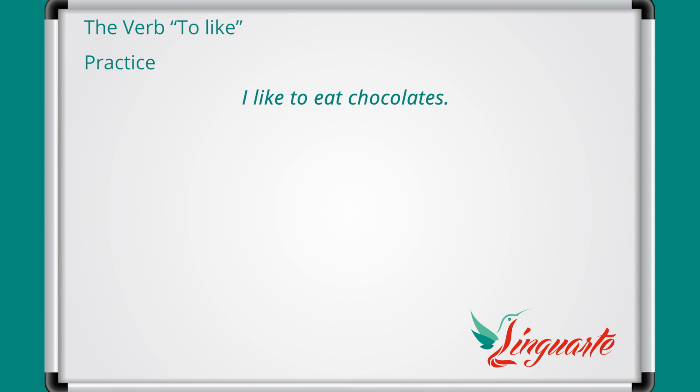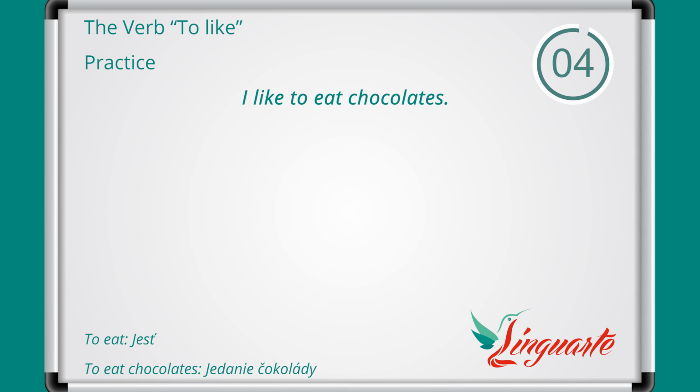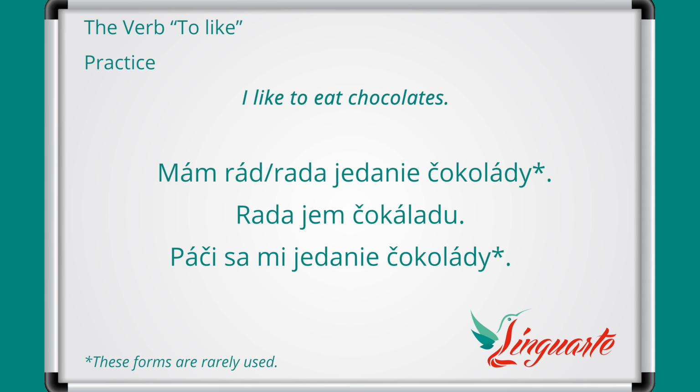Now is your time to practice. Try to say the following sentences in Slovak language. I like to eat chocolate. Remember, you can use the verb to eat, jesť, or the noun jedenie plus čokolády, chocolates. Mám rád, rada, jedenie čokolády. Ja rada jem čokolády. Páči sa mi jedenie čokolády.